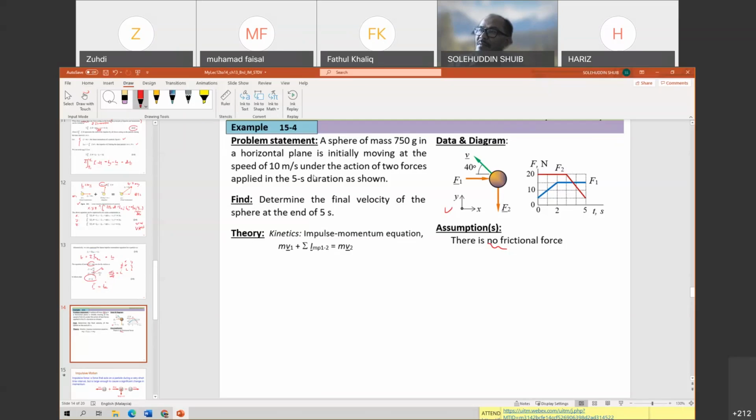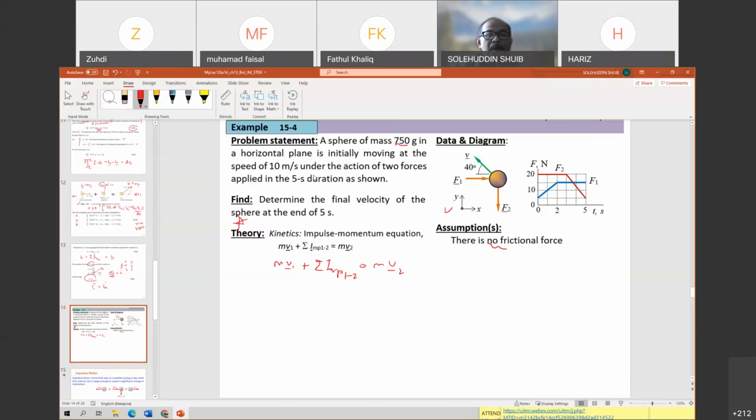So this time we use the theory that we just learned, which is the impulse momentum equation, which is this equation that we obtained just now: mV1 plus the summation of impulse 1 to 2 equals mV2. All right, so how are we going to do this? First thing, I think we need to do the diagram, right? Can you draw the diagram?